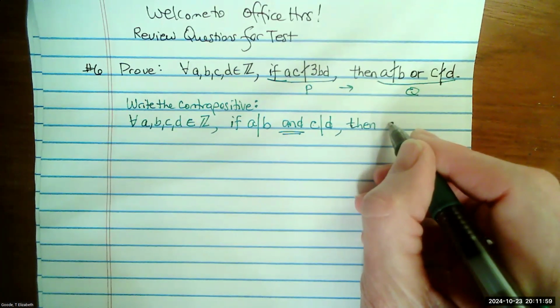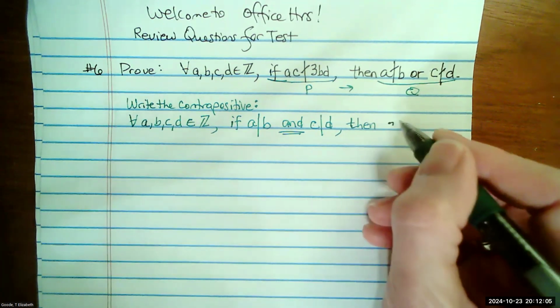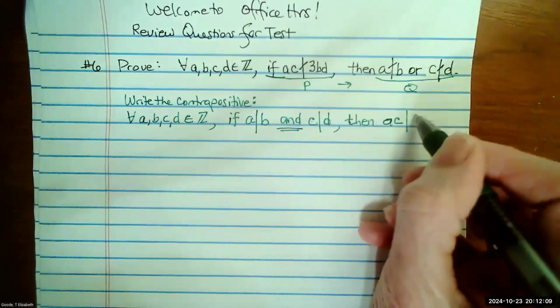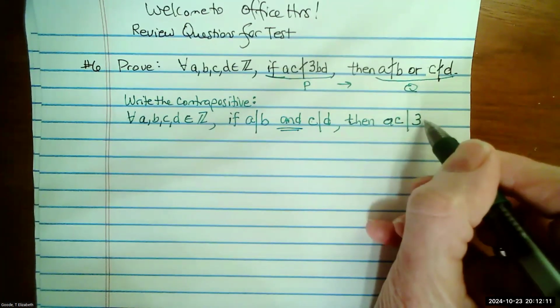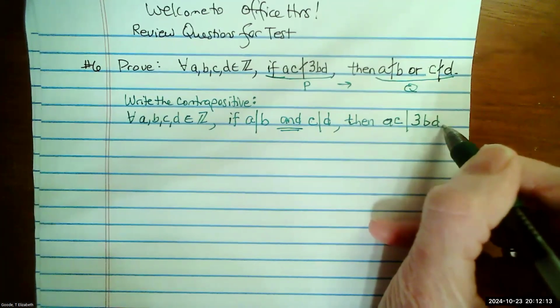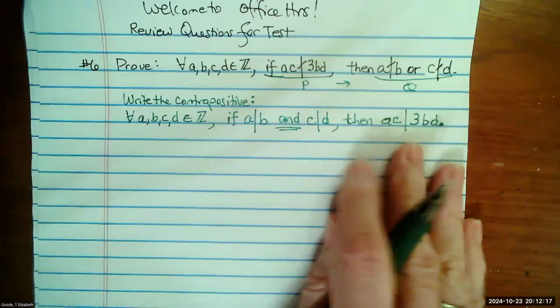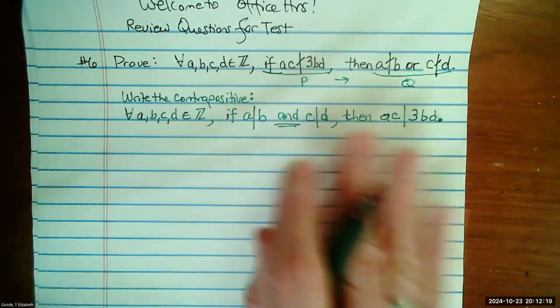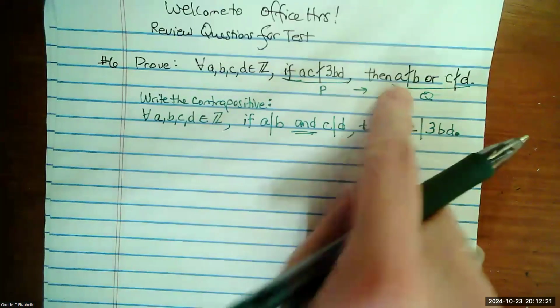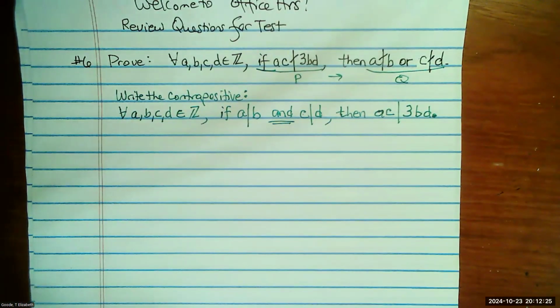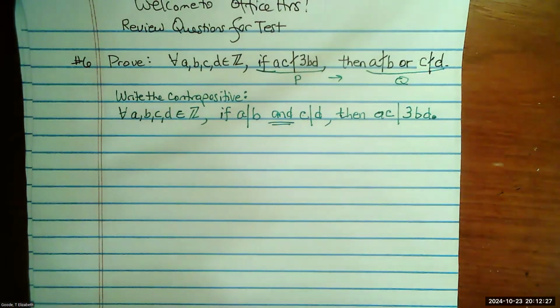Then it's going to be AC divides 3BD. Yep, that's exactly right. Nice. And so we're proving this by contrapositive, which is a direct proof of the contrapositive. You with me? Yes. Great.